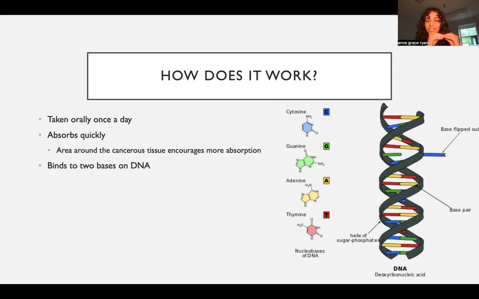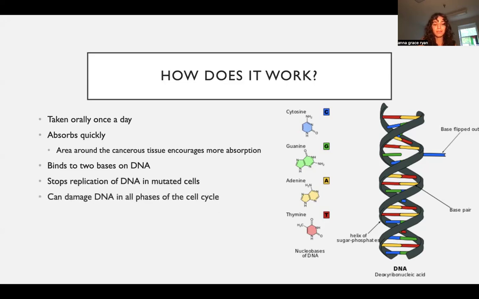It attaches itself to the DNA in more than one location, causing a cross link. And this link does not allow for that same kind of replication of matching up the bases. And so it does not enable the creation of new DNA strands. So yes, it stops the replication of DNA in mutated cells. And it can damage DNA in all phases of the cell cycle. It's not selective to the phase. And then the drug is metabolized in the liver.